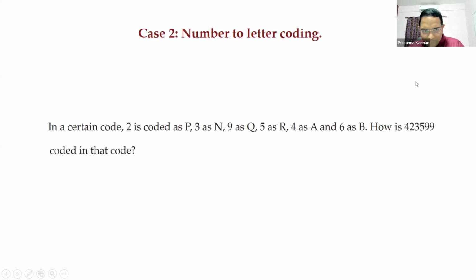Okay, come on. In a certain code, 2 is coded as P, 3 is coded as N, 9 is coded as Q, 5 is coded as R, 4 is coded as A, 6 is coded as B. Then how do you code 423599?